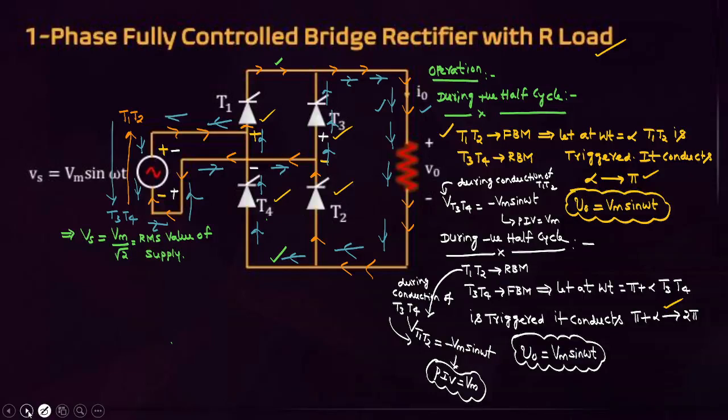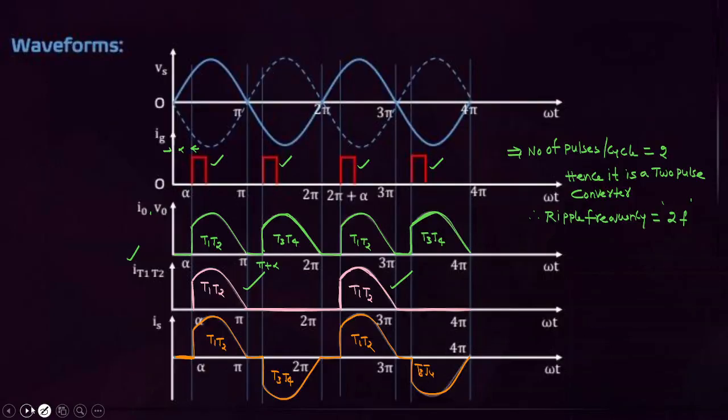But I told already, mainly for rectifiers, you have to concentrate on analysis instead of waveforms. These are the waveforms for single phase full wave or fully controlled rectifier using R load. How many pulses per cycle here? Per cycle 2 pulses. That's why it is also called 2 pulse converter, whose ripple frequency is 2f. This is the output voltage and output current waveform. This is each thyristor current waveform. This is the source current waveform.